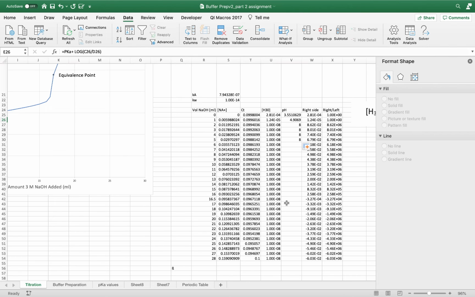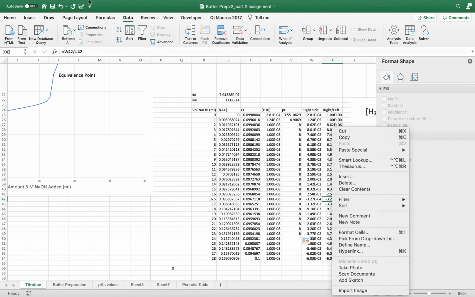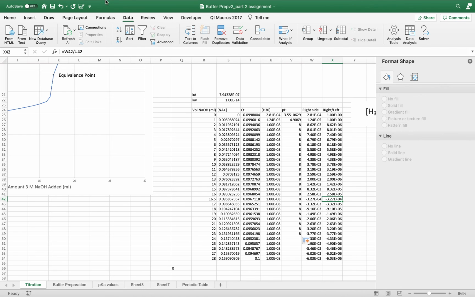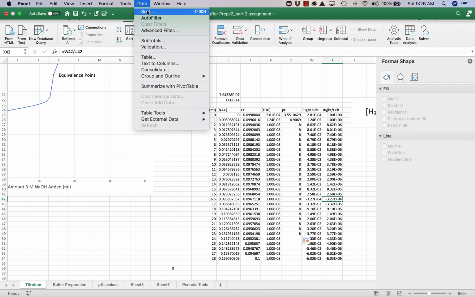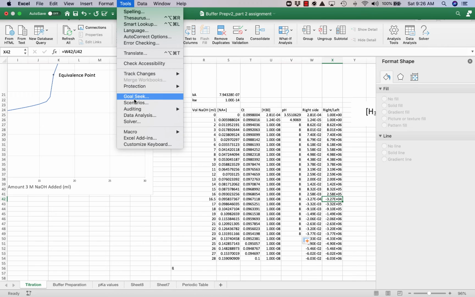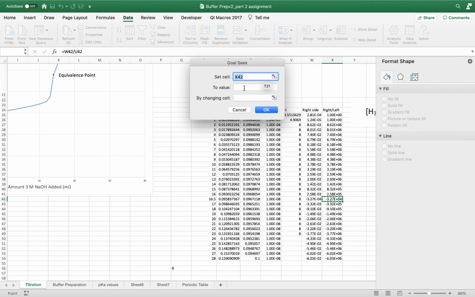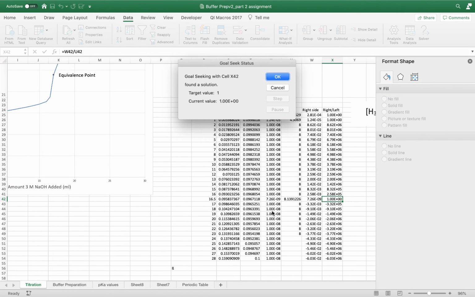What you will find is as you get closer to the value, if I take this one, take my pH down, I know it should be around 1. Use Goal Seek. And I'm changing this one. It was able to find a solution there.